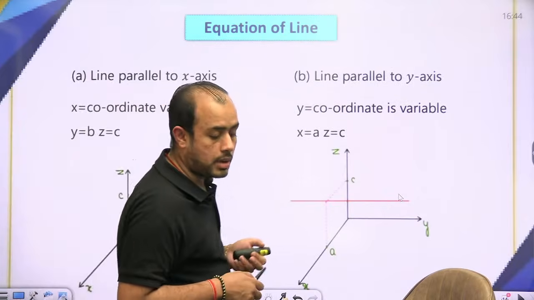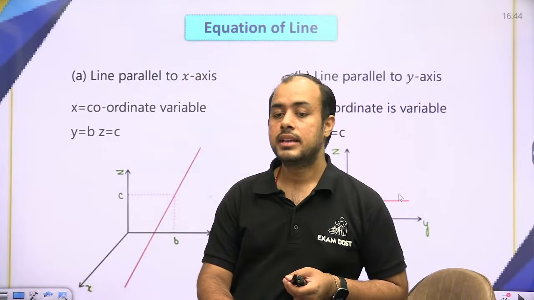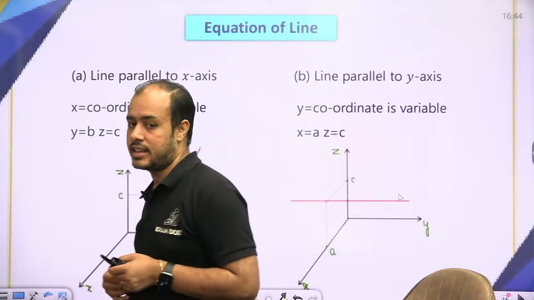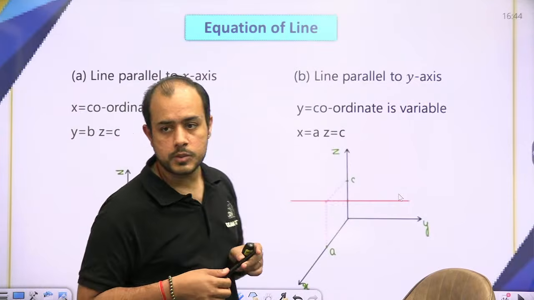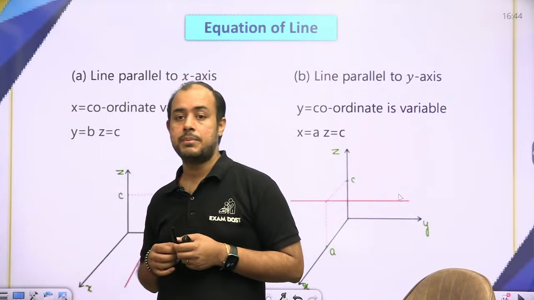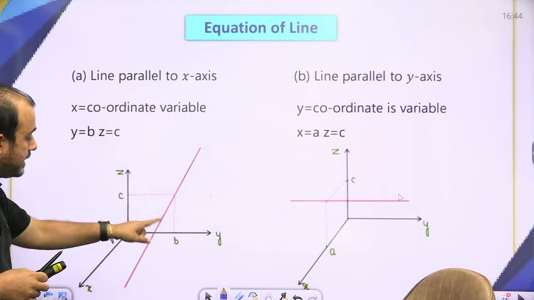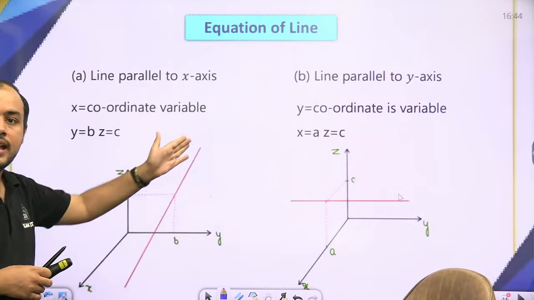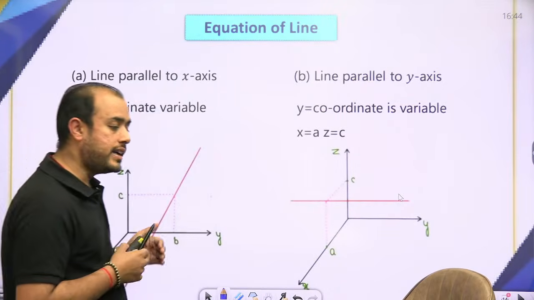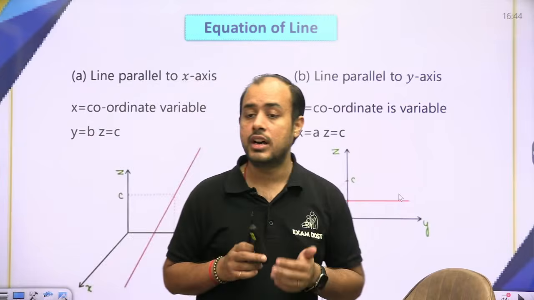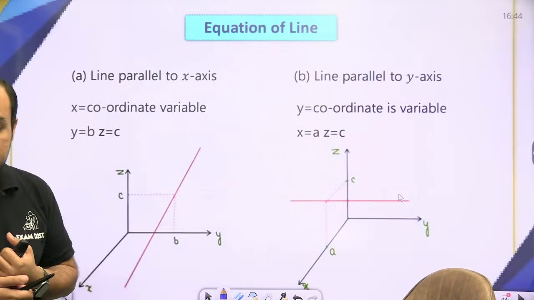Now we will talk about the locus in different types of coordinate systems. How different figures are created based on different conditions. So suppose beta I want to draw a line parallel to x-axis. In such a case, the y and the z coordinate will be fixed and x coordinate will vary along the line. So when two coordinates are fixed and one coordinate is variable, you get a line parallel to the third coordinate.